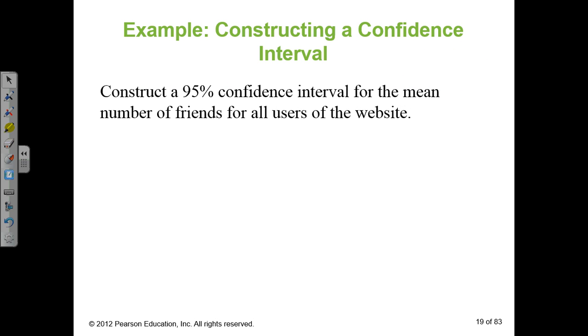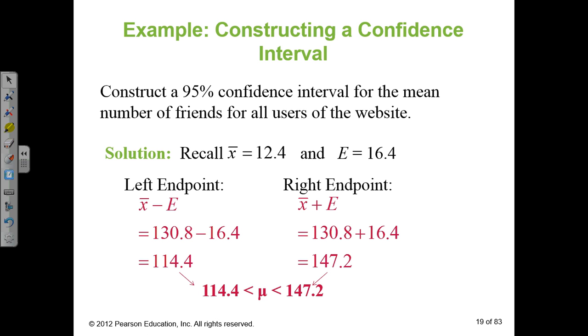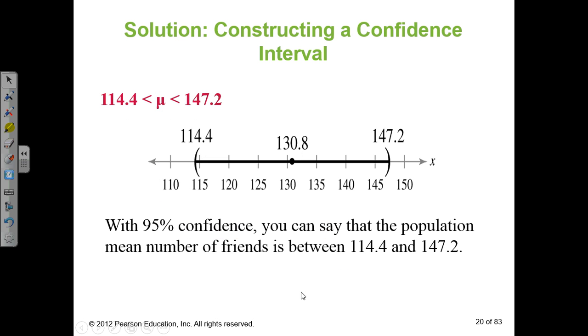Going back to our original example, remember that X bar was 12.4, and the margin of error was 16.4. So, I'm sorry, there's a mistake here. It's not 12.4, it was 130.8. So we subtract 16.4 and add 16.4, and we get our confidence limits, the lower limit being 114.4 and the upper limit 147.2. So what that says is we're 95% confident that the population mean number of friends of all users, not just those 40, but of all users, is somewhere between 114.4 and 147.2.